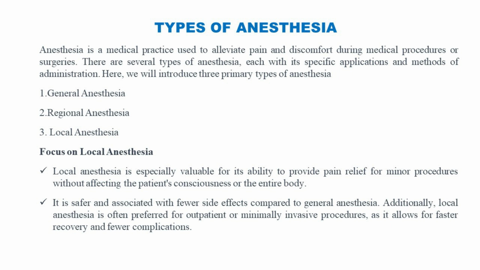Types of anesthesia. Anesthesia is a medical practice used to alleviate pain and discomfort during medical procedures or surgeries. There are several types of anesthesia, each with its specific applications and methods of administration. Here, we will introduce three primary types of anesthesia: general anesthesia, regional anesthesia, and local anesthesia.